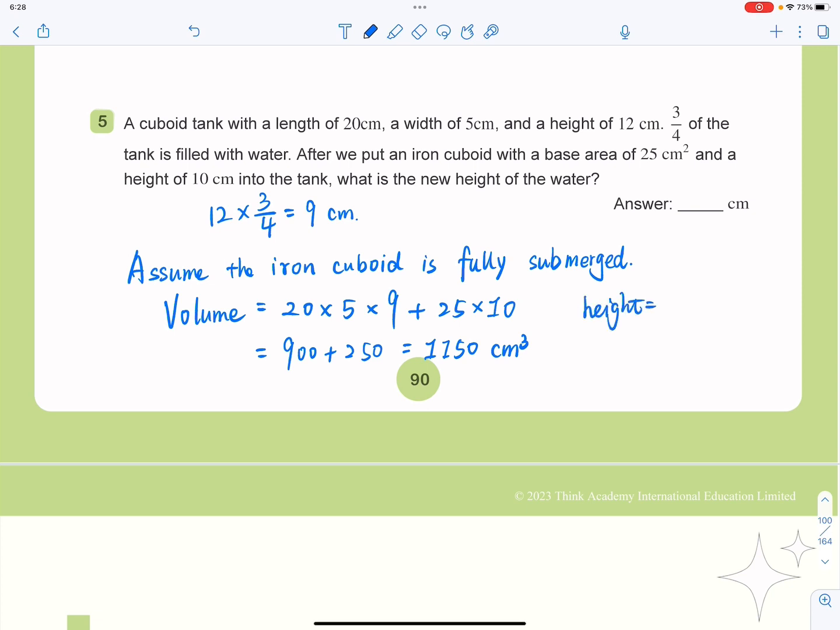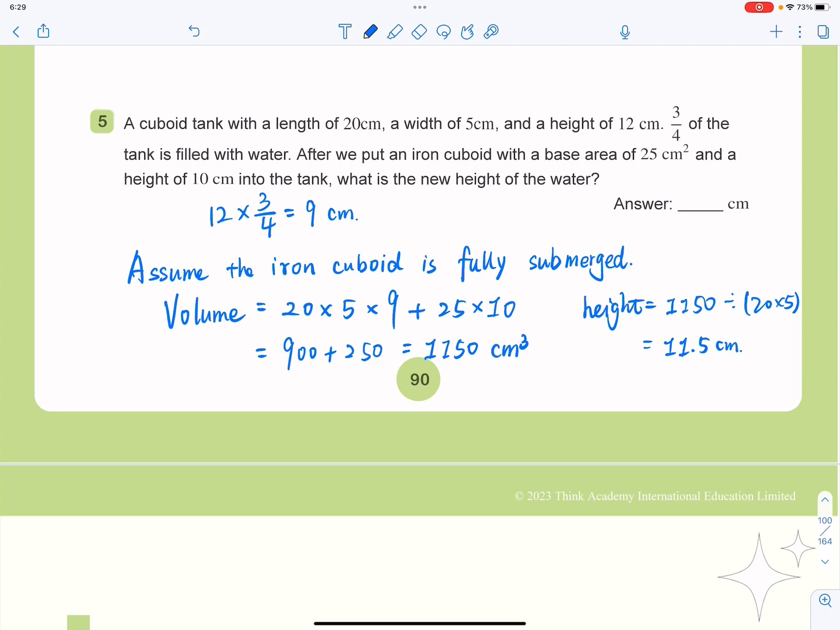and that new height equals 1,150 divided by the area of the base, which is 20 times 5. So you see that is 1,150 divided by 100, so you get 11.5 centimeters.